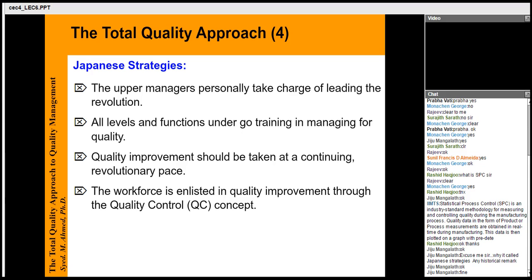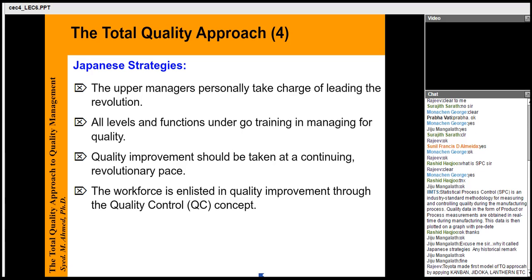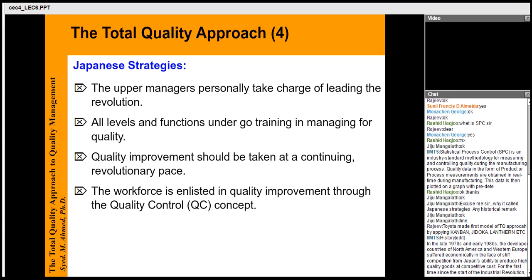I'm just sharing the history part from the Wikipedia of total quality management, just for your information. In the late 1970s and early 1980s, the developed countries of North America and Western Europe suffered economically in the face of stiff competition from Japan's ability to produce high quality goods at competitive cost for the first time since the start of the Industrial Revolution.